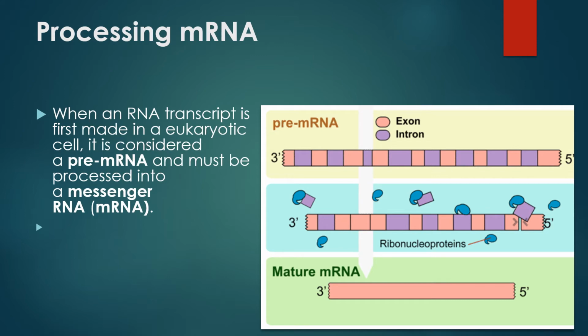Processing mRNA. When an RNA transcript is first made in a eukaryotic cell, it is considered a pre-mRNA and must be processed into a messenger RNA, which is the mRNA. In processing the mRNA, it may include splicing, editing, and polyadenylation.